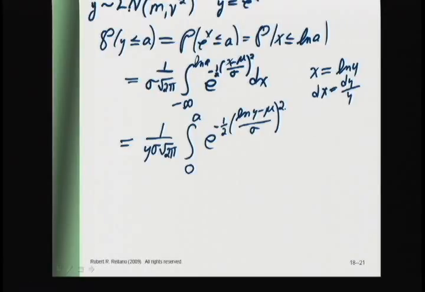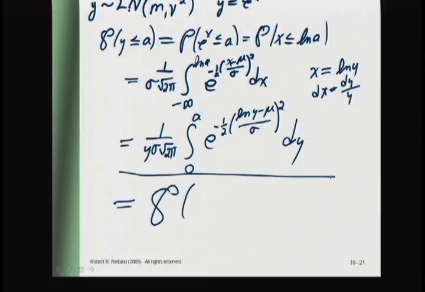And what one sees is that this is, in fact, exactly the probability that y is less than or equal to a, given log normality. Now, what we're saying is that the probability that an exponentiated normal is less than a is exactly the same as the probability that the log normal variate is less than a. So it's just a substitution.